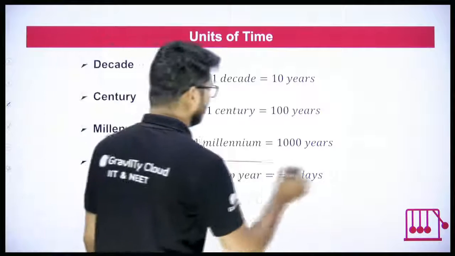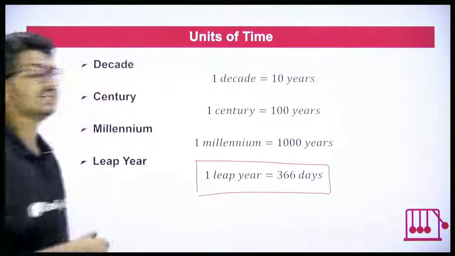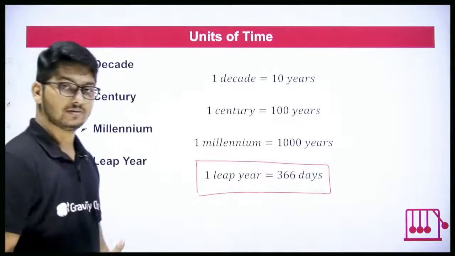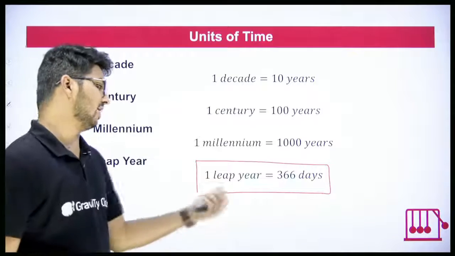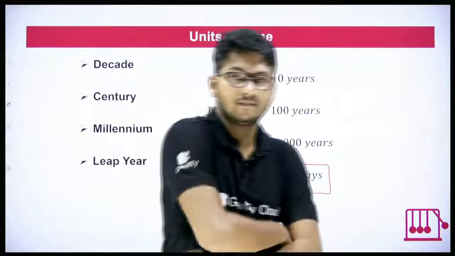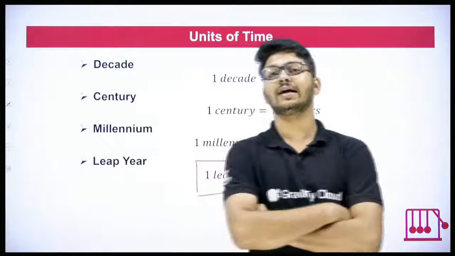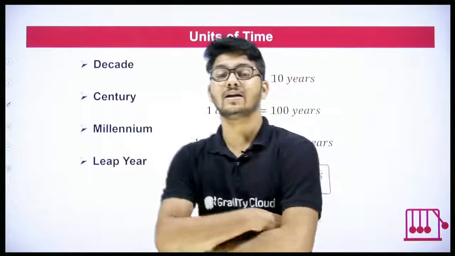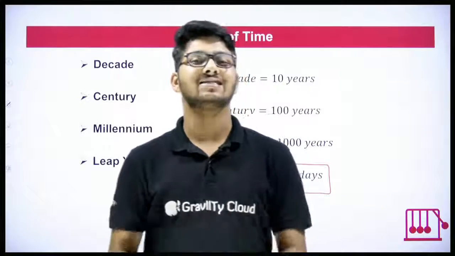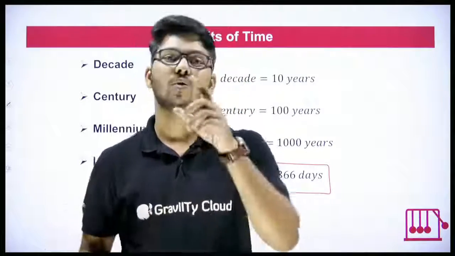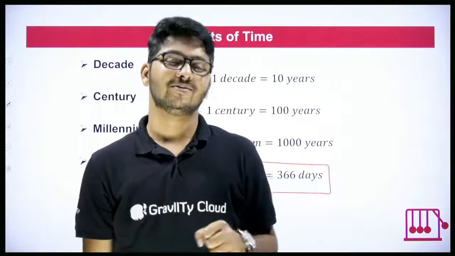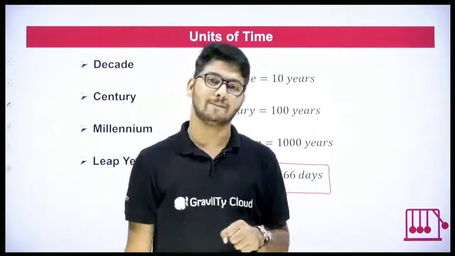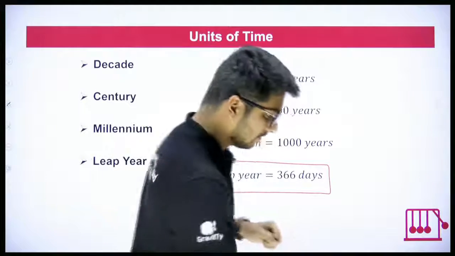So 1 leap year is equal to 366 days. After every 4 years, you get 1 leap year. Every 4th year is a leap year. And what does 1 leap year mean? The specialty is it has 366 days, 1 extra day. Clear? Okay, that's good.